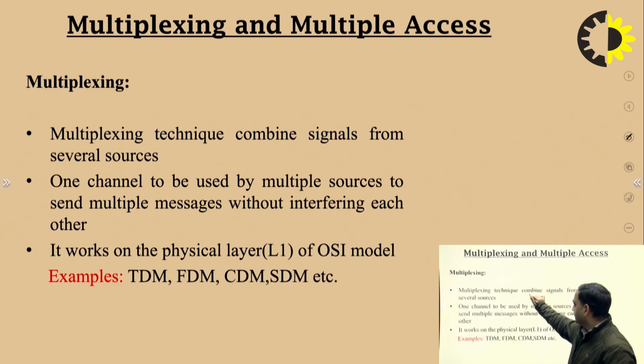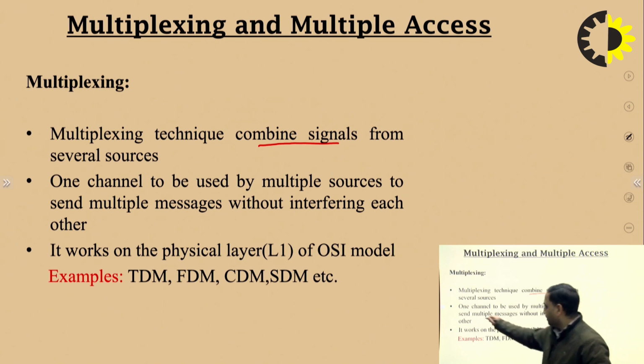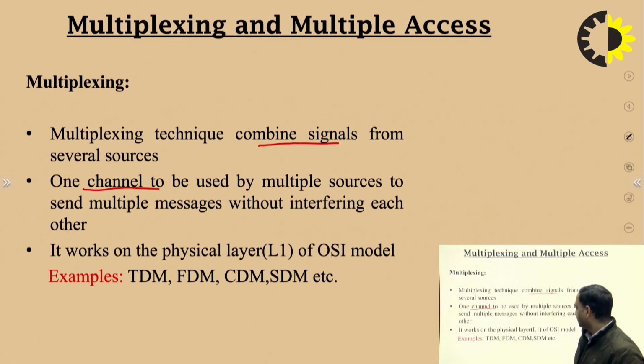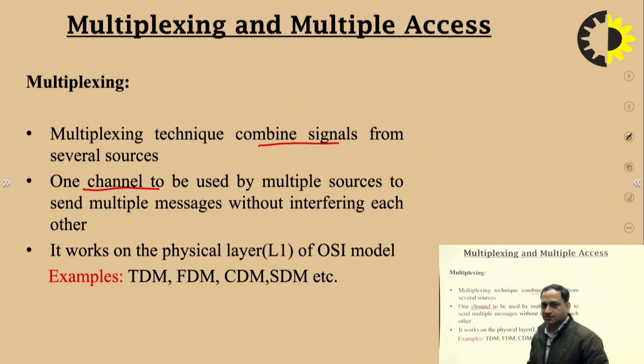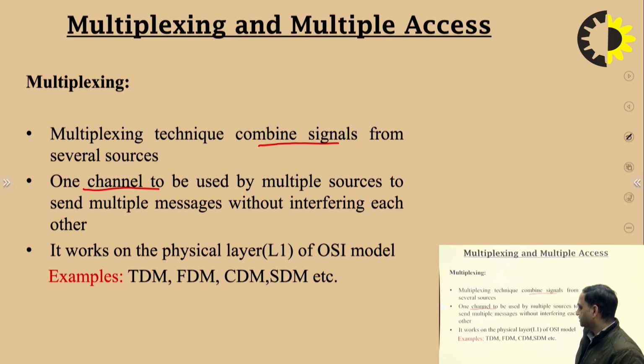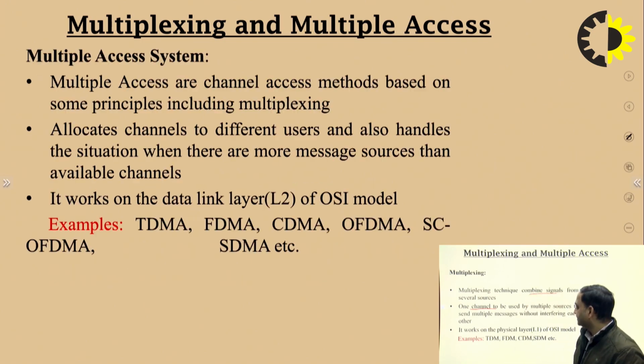As I just mentioned about the combination of signals, these signals will come from different sources. One physical channel can be used for combining all these multiple message signals, all the symbols, and our main target is to reduce the ISI, inter-symbol interference. The examples of this technique are TDM, time division multiplexing, FDM, frequency division multiplexing, code division multiplexing, and spatial division multiplexing techniques.